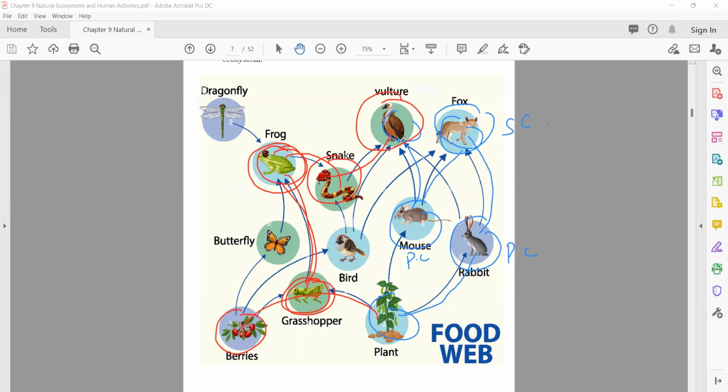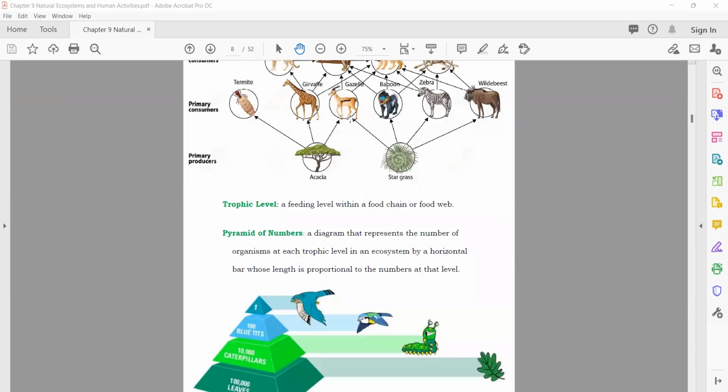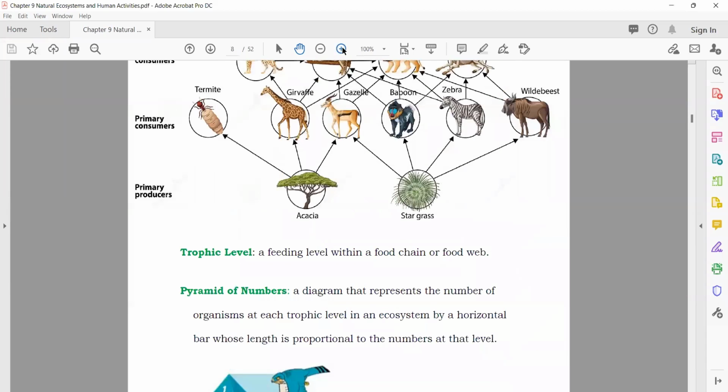So in this food web, you will find different food chains. Different food chains make a food web. Here is another food web given.